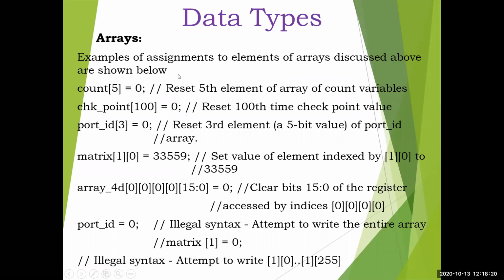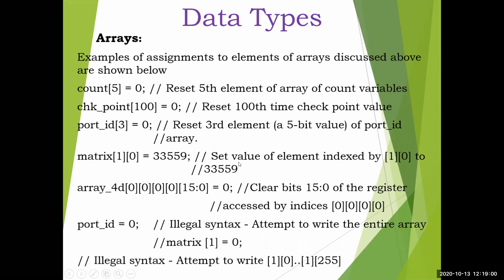Some more examples of assignment now. Examples of assignment to elements of the arrays discussed above are shown below. Now that we have understood array declaration, we have to assign values to it. Count [5] is the array name with a subscript, so the fifth element of the array count is made 0. Reset the fifth element of the array of count variables. Checkpoint [100] = 0 resets the 100th time checkpoint value. Port ID [3] = 0: both array name and subscript are required. Reset the third element of the port ID array.